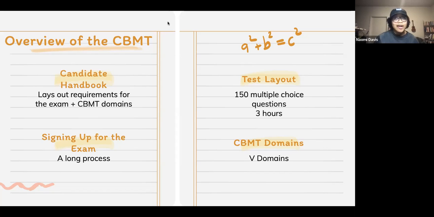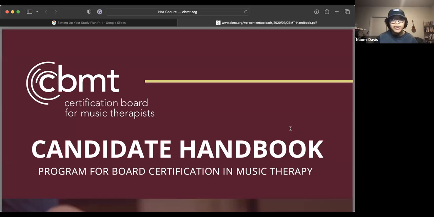So I'm actually going to stop my share so that we can go over to the... Oh, okay. Sorry. Google Slides is giving me a hard time. I'm going to stop my share so that we can go over to the CBMT website and take a look at those domains and see how they're written out. If you haven't done that yet, we'll take a quick look at them together.